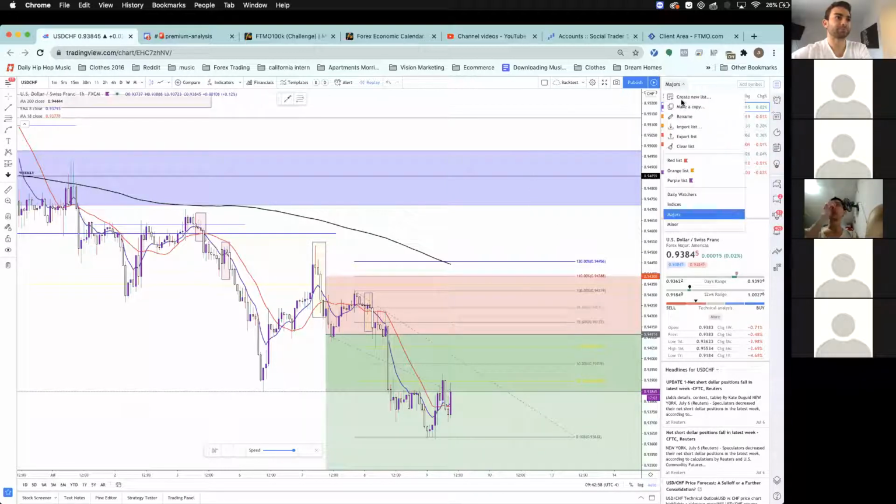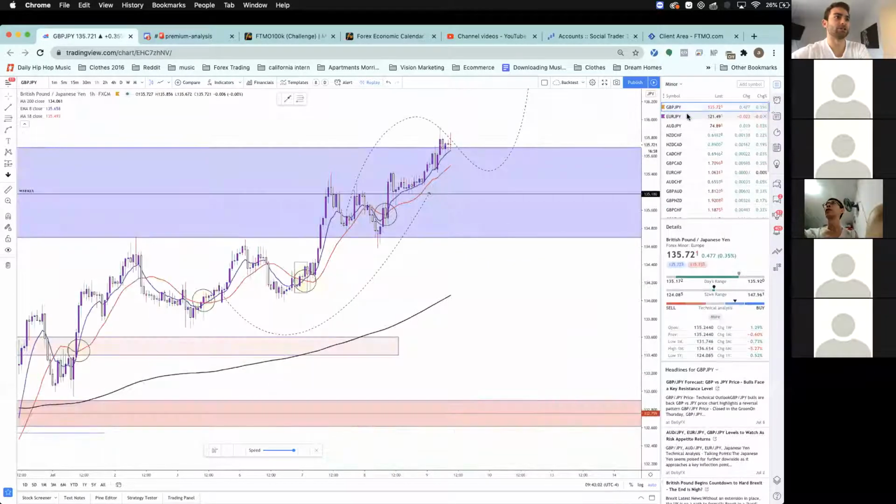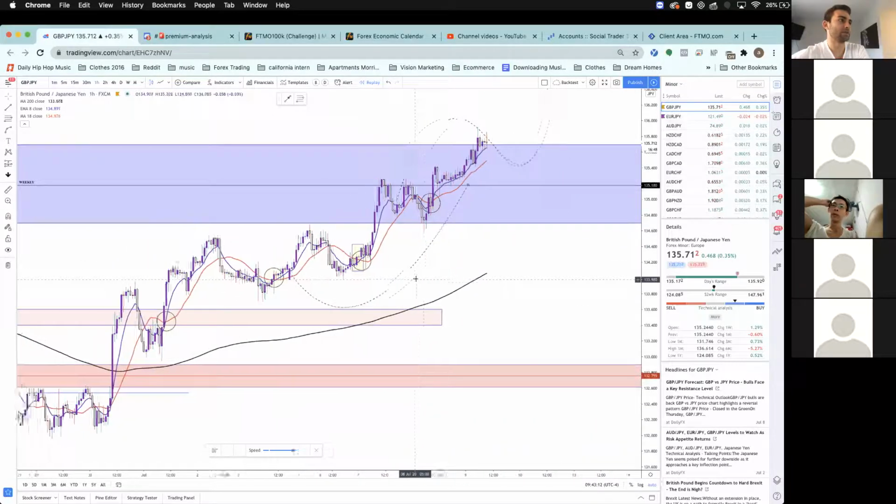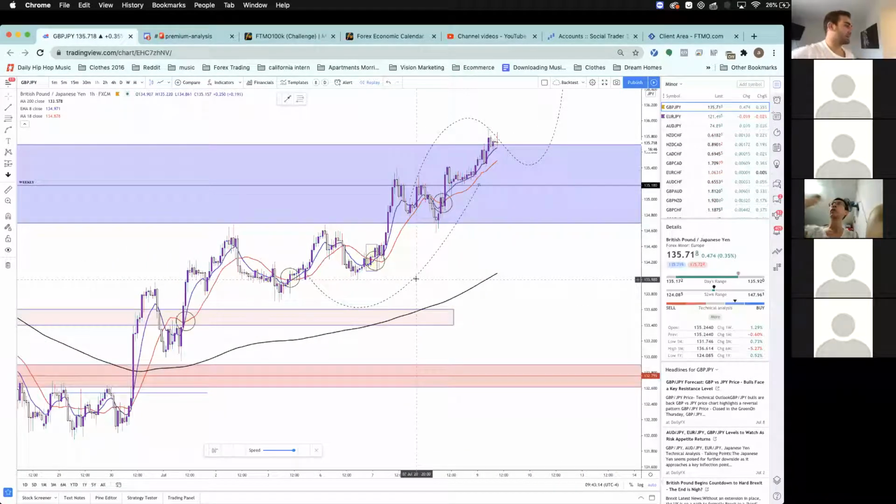So now let's move on to the minor pairs. I'm going to go over GJ, EJ, and I'm going to do AUD JPY as well. So let's start on GJ. Yesterday, we were doing the same thing as we were doing on these other pairs, looking for potential higher lows.